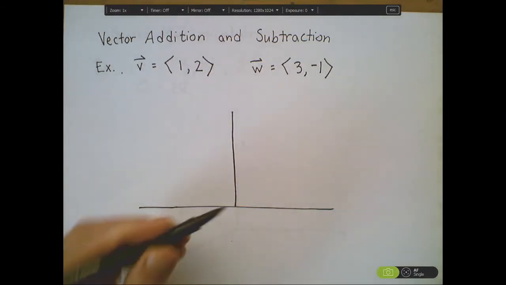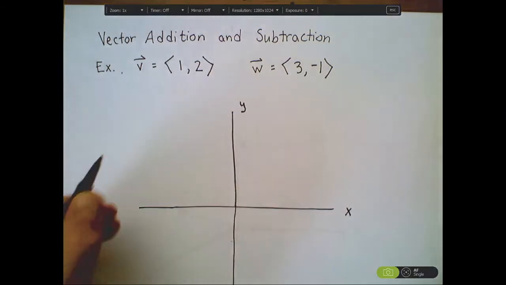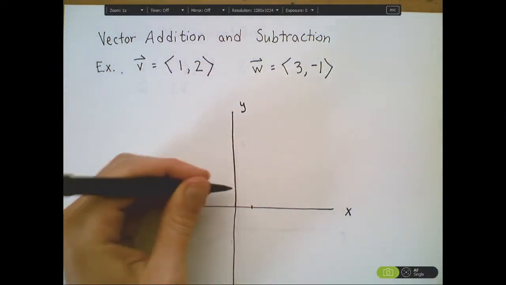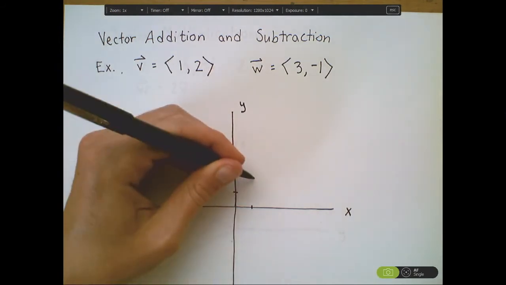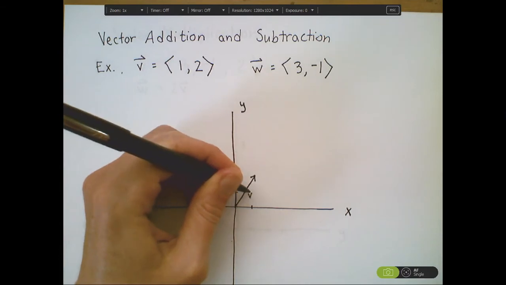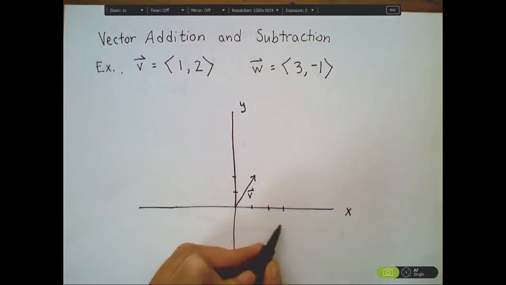Maybe I'll do an xy plane. So here's x, here's y. First, let's represent our vector v. It's 1 in the x direction and 2 in the y direction. My vector v. And my vector w is 3 in the x direction, 1, 2, 3, and -1 in the y direction.